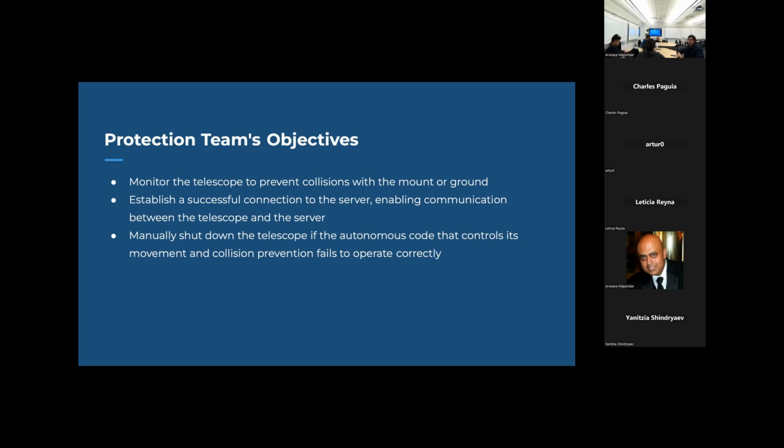My name is Leticia Reyna. The protection team's objectives are to monitor the telescope to prevent collisions with the mount or the ground, and to establish a successful connection to the server, enabling communication between the telescope and the server. And finally, to manually shut down the telescope if the autonomous code that controls its movement and collision prevention fails to operate correctly.